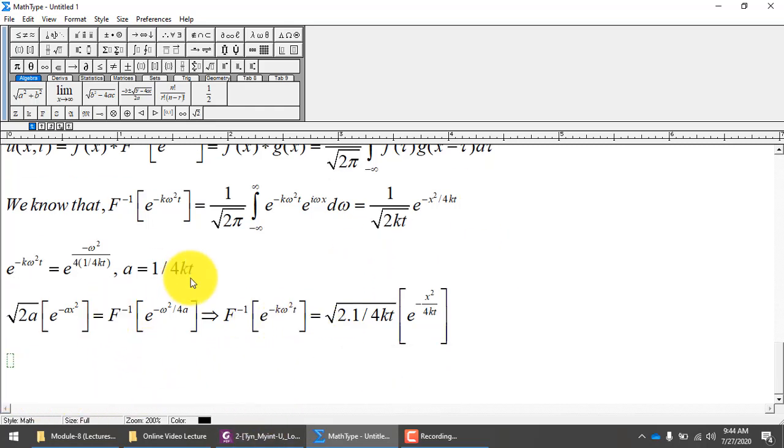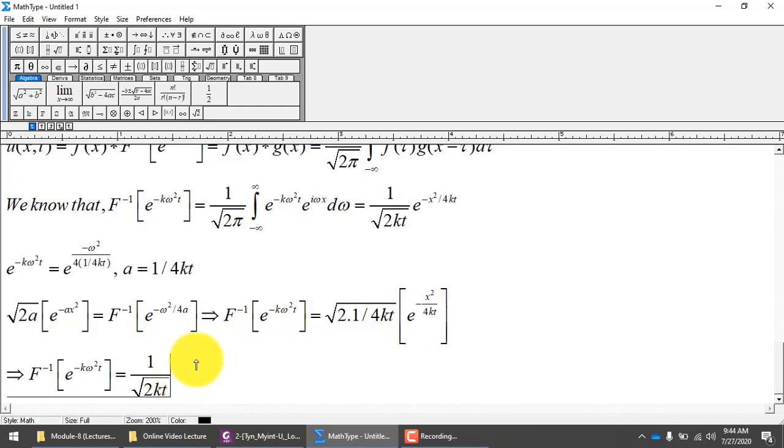Now in the next step, very easily, the Fourier inverse of this will be equal to what? The 2 will be cancelled out, and the answer will be 1 over square root 2kt and e to power minus x square over 4kt.